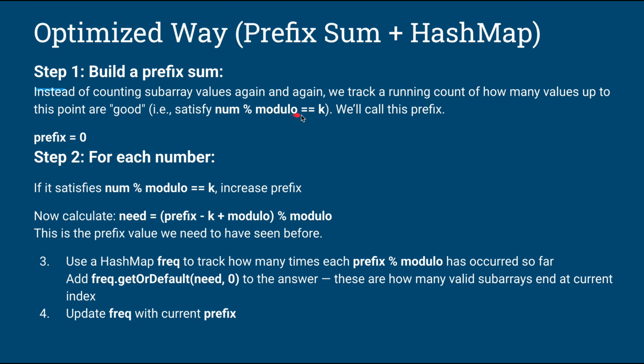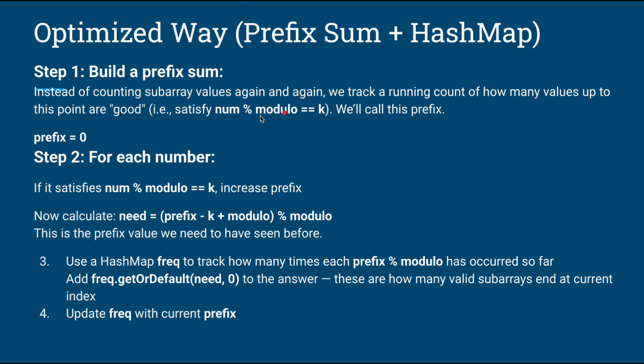nums at I modulo is equal to k. We call this a prefix equal to 0. As we iterate through the array, we keep a map to track how many times each prefix sum has occurred, and that is why we have to use a Hashmap.